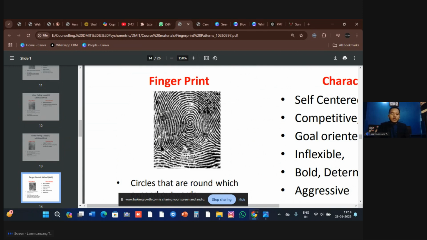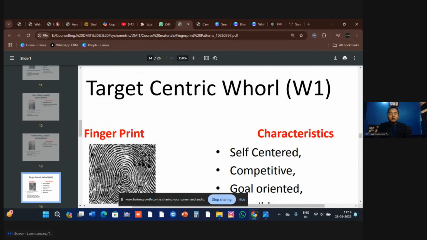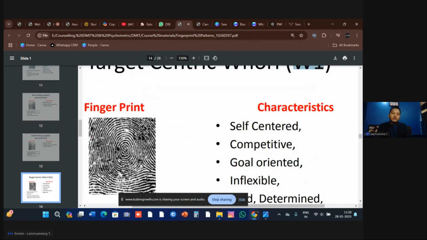Remember, no matter how many or how few ridges there are between the center and the tri-radius, it is always dominant. It is always among the W. This W is the code which you have to put inside the MIT software. You don't need to write target centric or only W1, W2. So remember W and this pattern only.